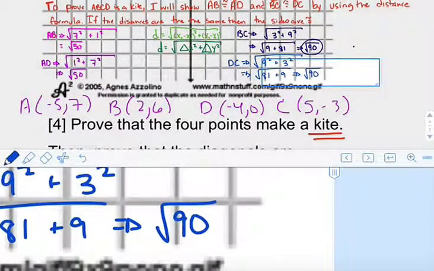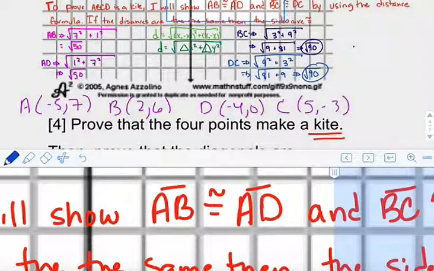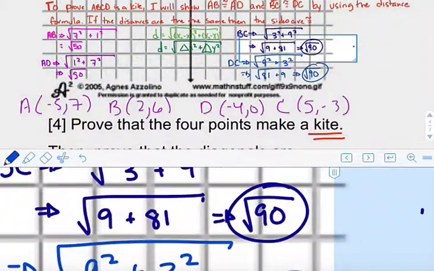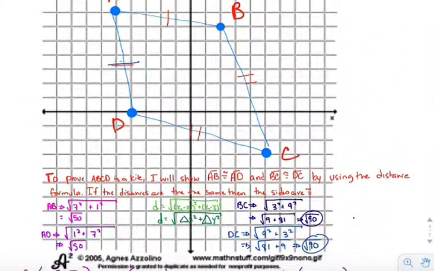Okay, and so if you recall our statement, we're going to show that AD and AB are congruent by using the distance formula. We did that. They're both square root of 50, so they're congruent. And then separately, we're going to show BC and DC. We did that too, both square root of 90. And so if we go back to our big picture, I believe we met the burden. We've shown that these two sides are congruent, and these two sides are congruent separately.